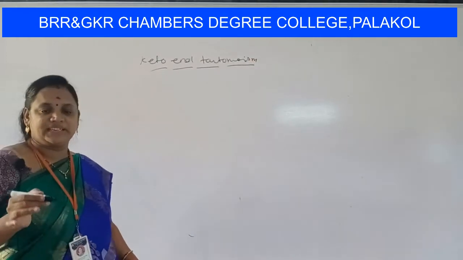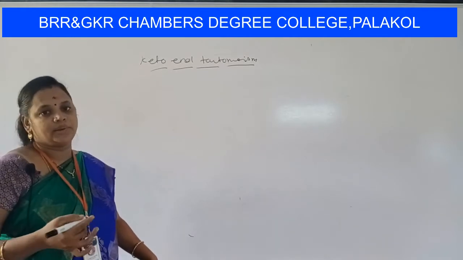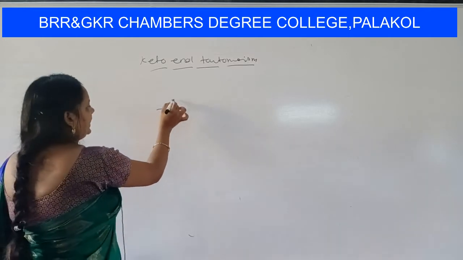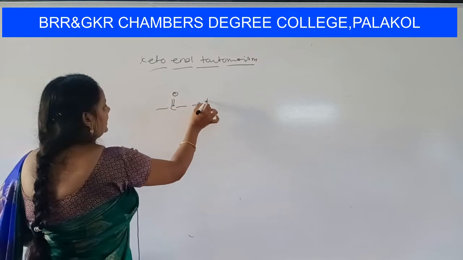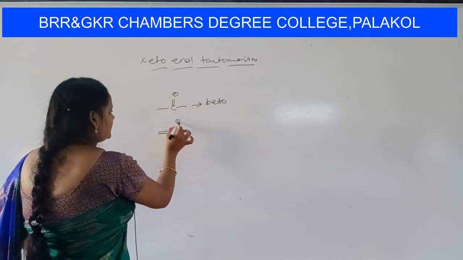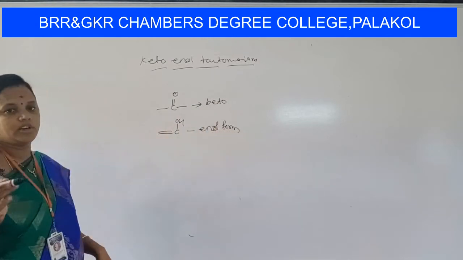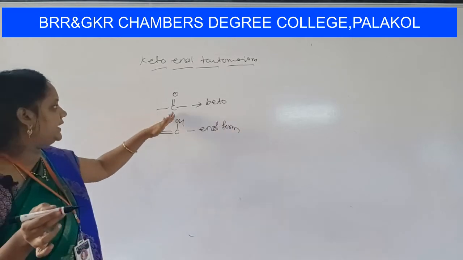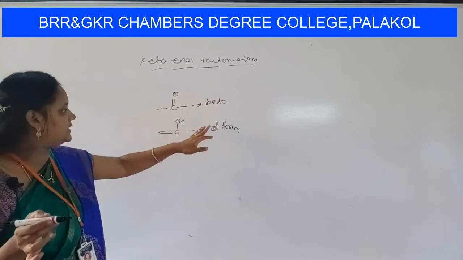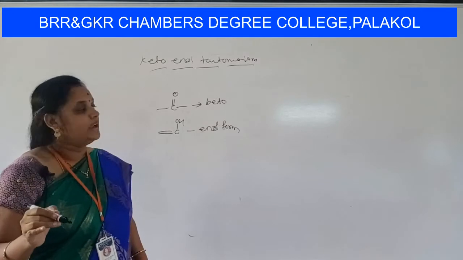Ketoenol tautomerism is nothing but one compound readily being interconvertible into two structures. The structure which contains C double bond O is called the keto form, and the structure which contains double bond C-OH is called the enol form. This is called ketoenol tautomerism.